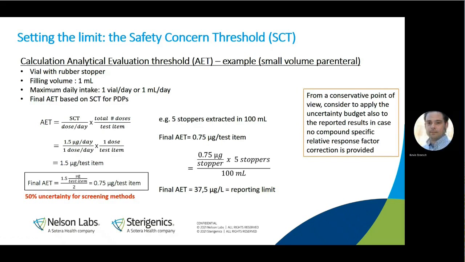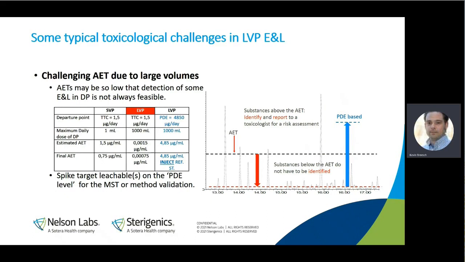There are some challenges, for instance, in large volume parenterals. So let's say we're calculating the final AET starting off of a vaccine, a syringe, a small volume parenteral. We put the safety concern at 1.5 micrograms a day. We inject 1 ml. So the estimated analytical evaluation threshold for the leachables then is 1.5 microgram per ml, including your uncertainty 0.75 micrograms per ml.